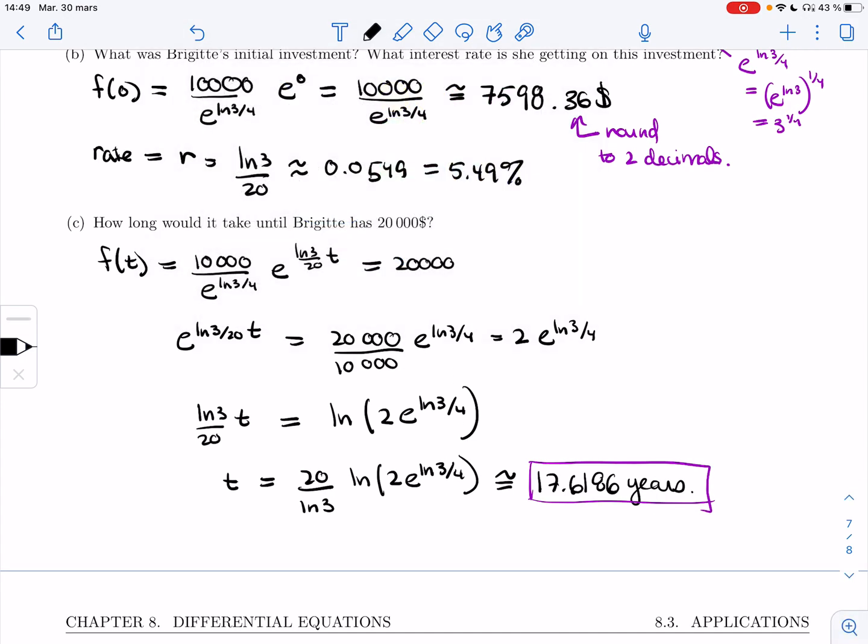And so you could leave it in terms of years, but I like to put it in terms of months as well. So I calculated that 0.6 multiplied by 12 gives about 7, so 7 months. That's how long it would take.